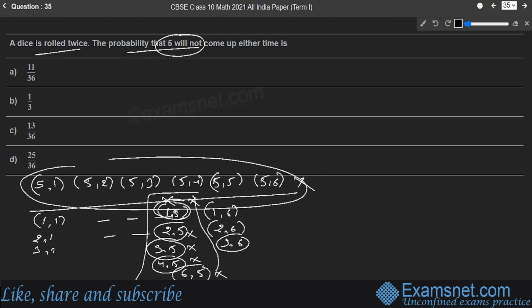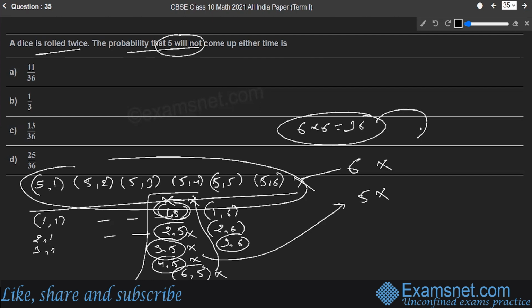And these 6 are the ones which you don't want, and these 5 are the ones that we don't want. Okay, so whenever two dice are rolled, the total cases formed are 6 into 6, that is 36 cases. Out of the 36, the 6 and 5 are not required, that is 11 cases are not required. So 36 minus 11 gives us 25 favorable cases.